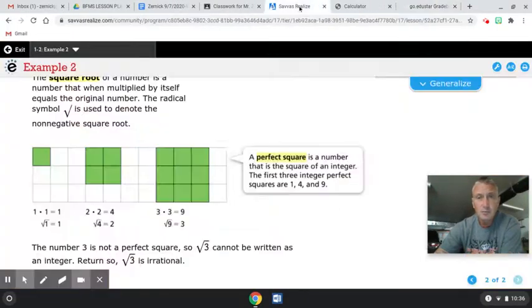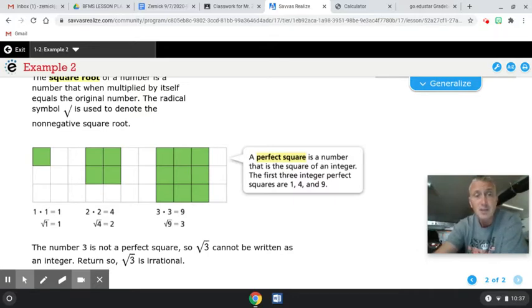That is all they want you to know about perfect squares. Some numbers are perfect squares, and they are called rational because the square root of 9 is 3. It's rational because it's the number 3, and we can write 3 as a fraction. Some, like we just did, the square root of 17, are irrational because they go on and on forever.